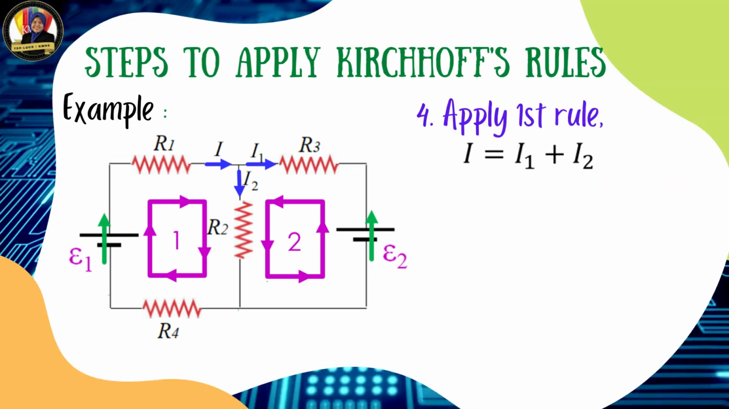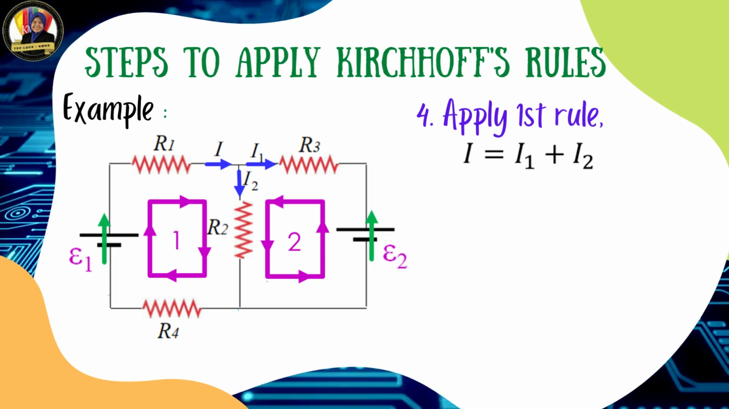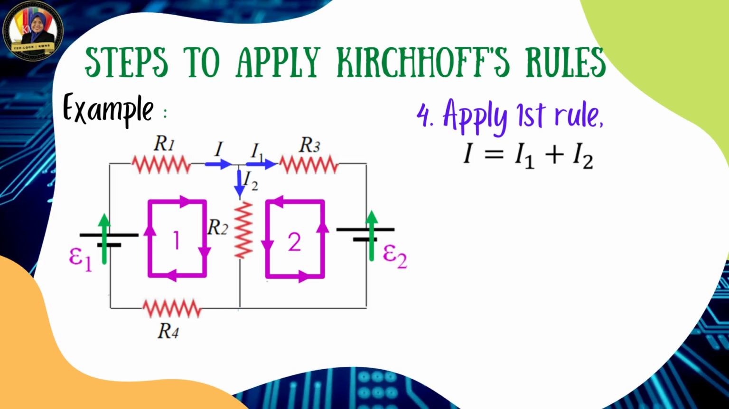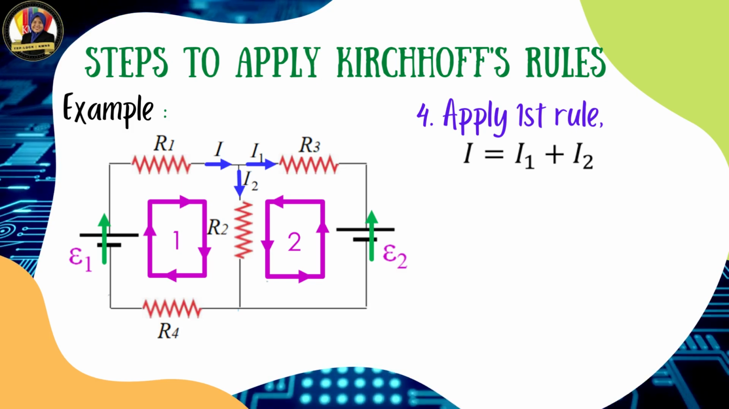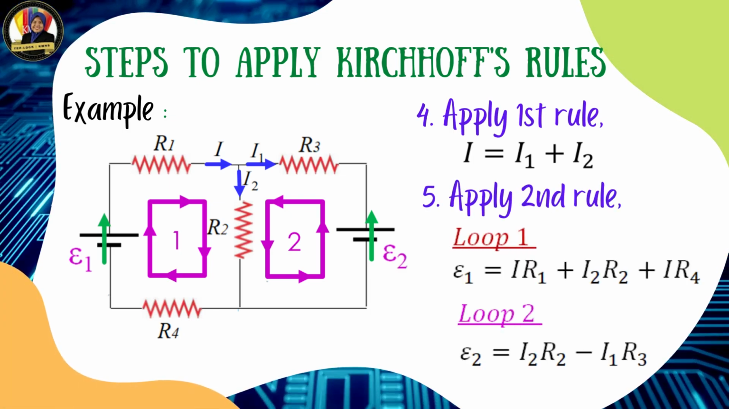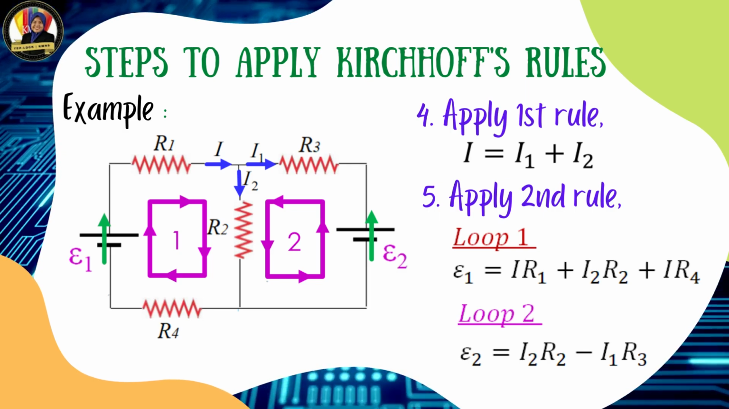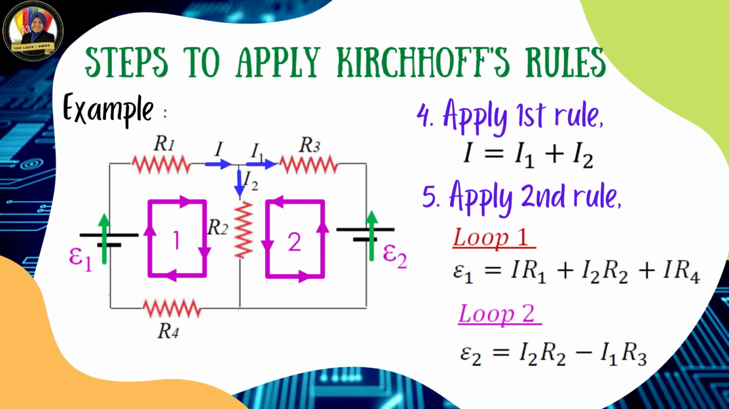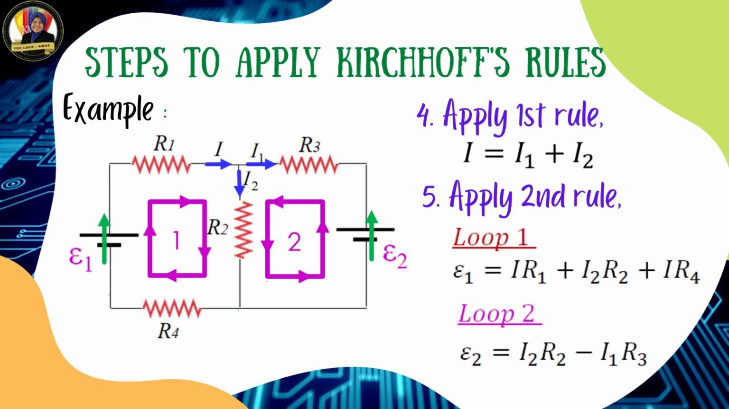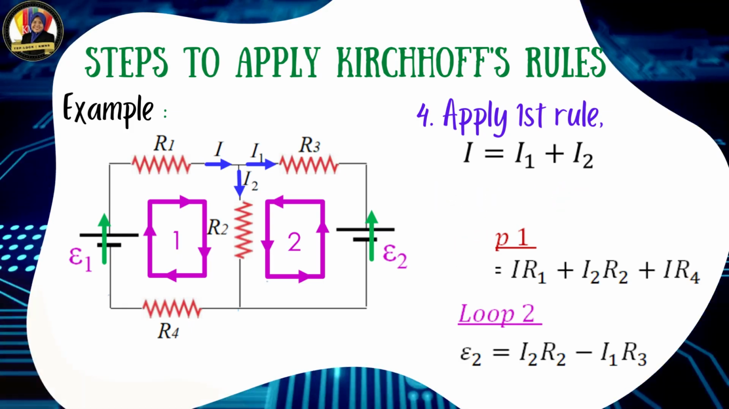After identifying the direction of current, direction of EMF, and also the direction of loops, we can apply Kirchhoff's first rule, which is at that junction, I is equal to I1 plus I2, because I is entering the junction, I1 and I2 are leaving the junction. We will apply Kirchhoff's second rule for the two loops to obtain two equations. The direction of loop is used to identify the sign of current and EMF. Current and EMF in the direction of the loop are considered positive and vice versa. Then solve the simultaneous equations using calculators.